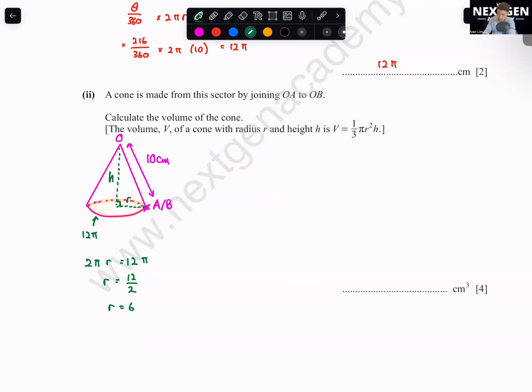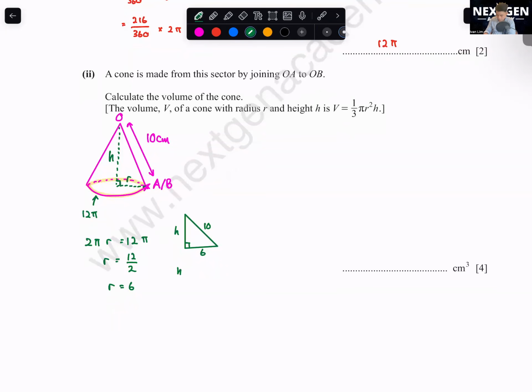Okay, this is the first one. Now we got R already. Can I find what is my height? I draw it out first so we can see, like this. 6, 10. Can I find my height? I use Pythagoras theorem, because it is a right angle triangle. So h square plus 6 square equals to 10 square. H square equals to 10 square minus 6 square. Just type this whole thing in the calculator. 10 square minus 6 square, 64. H is equals to 8.